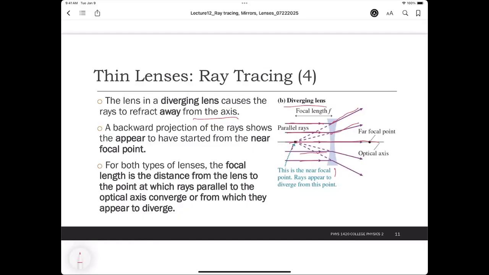Rays appear to diverge from this point. You can see if you connect those refracted lines, they will converge at a point. We call this the near focal point. For both types of lenses, the focal length is the distance from the lens to the point at which rays parallel to the optical axis converge, or from which they appear to diverge.